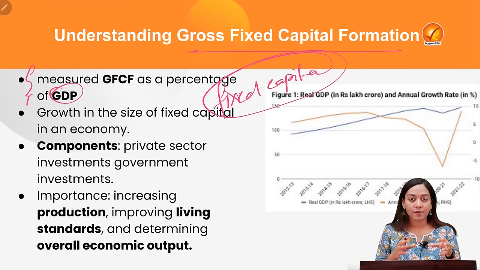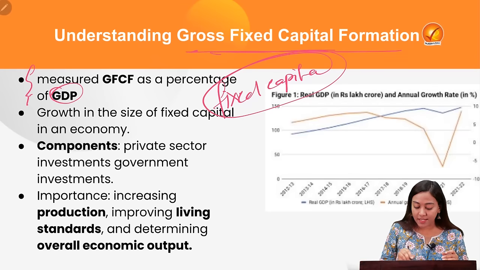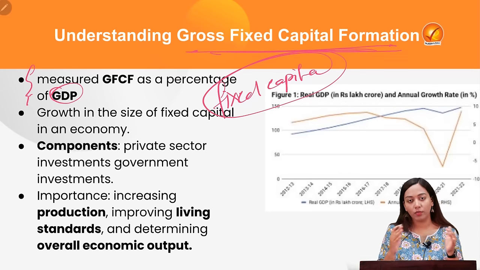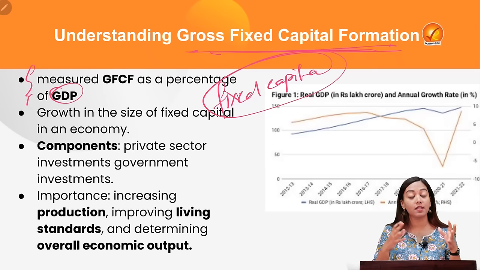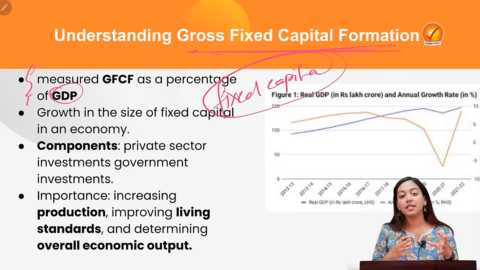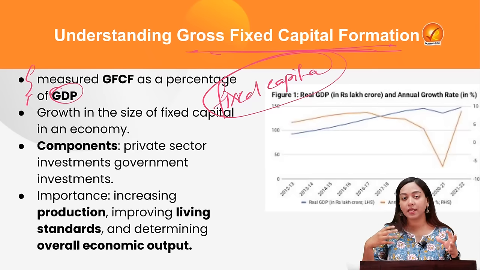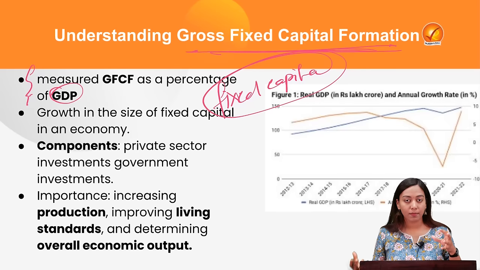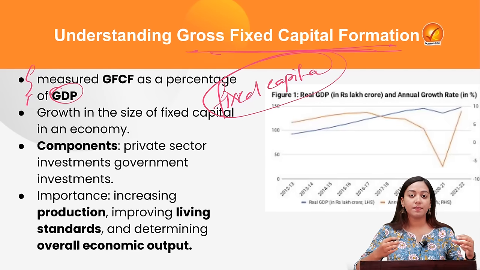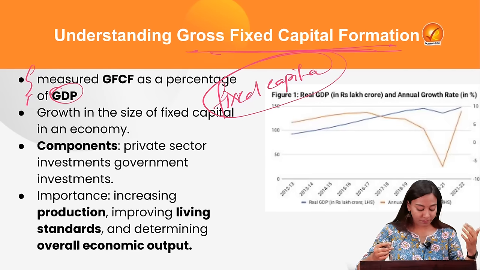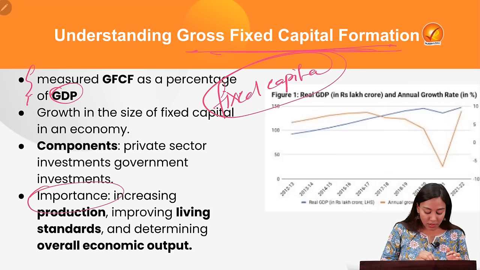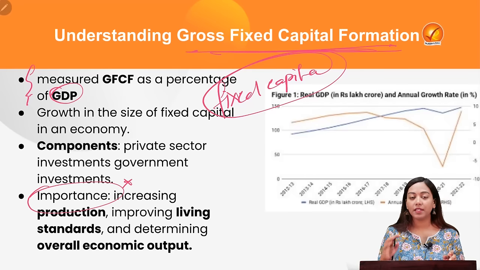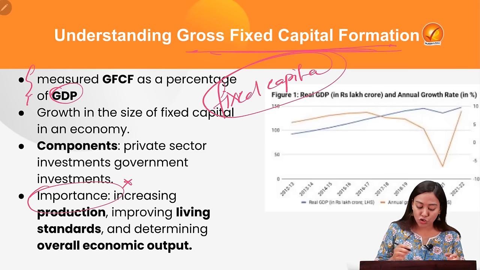Now, these investments, or this gross fixed capital formation, happen from two wings. One is the private sector and the second is the government sector. Though it has been seen that the government expenditure or the government investment is increasing, the private investments are steeply declining.